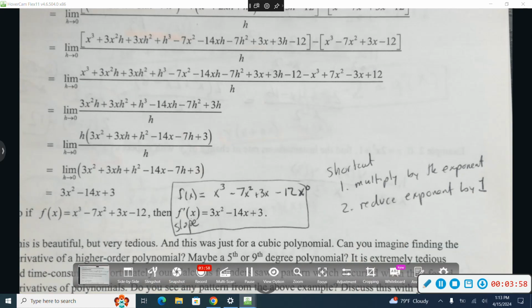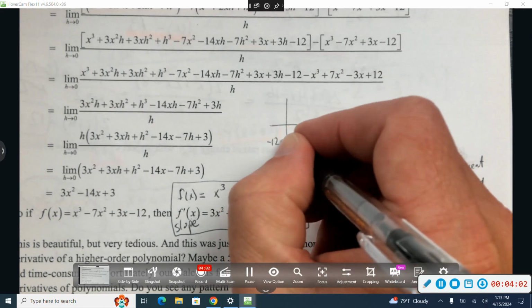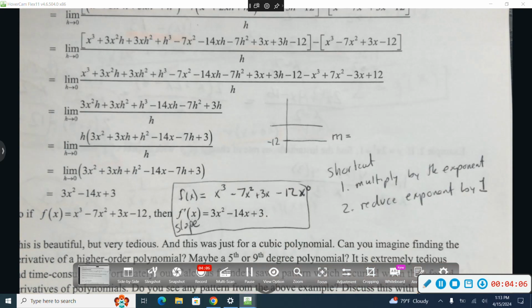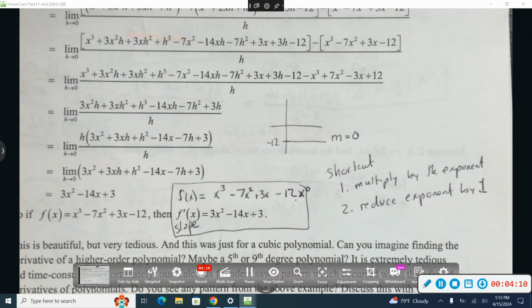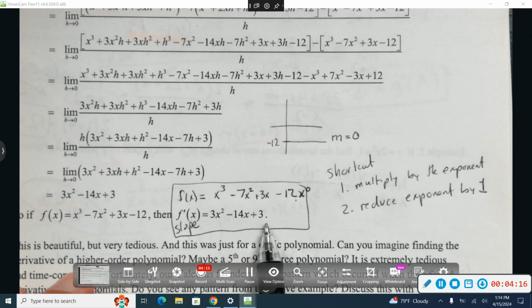The other way to think is the line y equals negative 12. What's the slope of that line? 0. So that's why the derivative of negative 12 is 0. So the derivative of a constant is 0. The derivative of a line is whatever the slope is. But they all follow that shortcut rule.